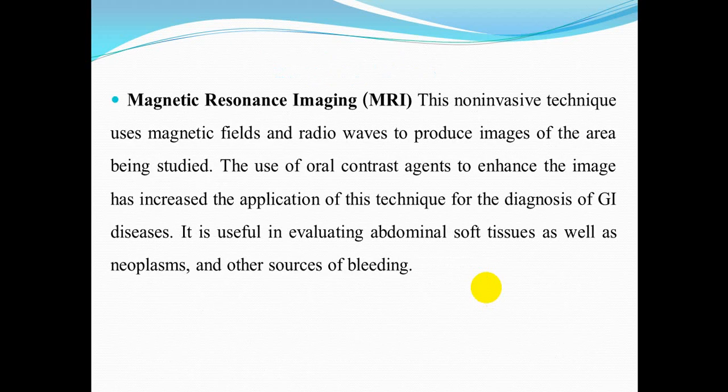Magnetic resonance imaging (MRI). This non-invasive technique uses magnetic fields and radio waves to produce images of the area being studied. The use of oral contrast agent to enhance the image has increased the application of this technique for the diagnosis of GI disease. It is useful in evaluating the abdominal soft tissue as well as neoplasms and other sources of bleeding.